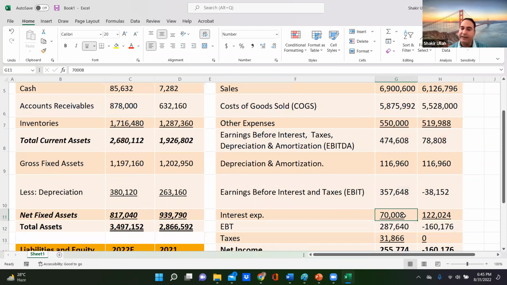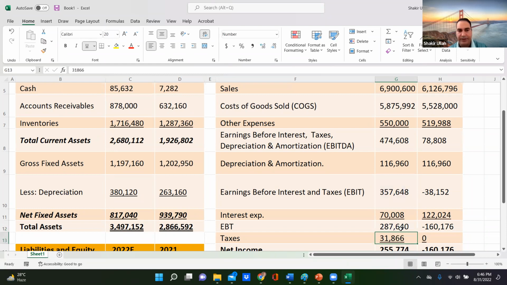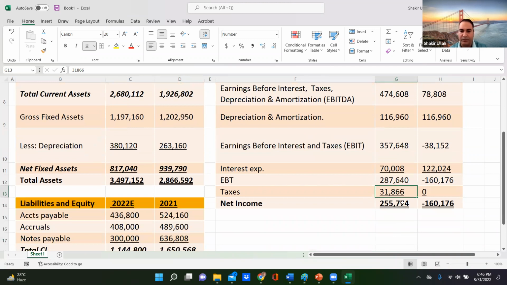Then we calculate our interest expense. When we remove that interest expense from EBIT, EBIT minus interest expense, we get the EBT, earnings before taxes. And then we calculate our taxes. Depending on what percentage of taxes we use, it will be a percentage of the EBT. But in this case, we have got a straight number. So then we remove the taxes. The final income will be equal to EBT minus taxes, and you get 255,774 as the net income.